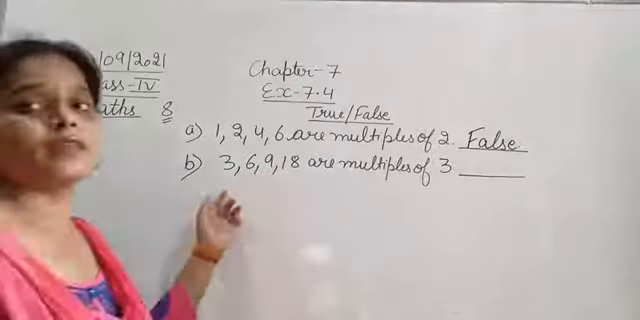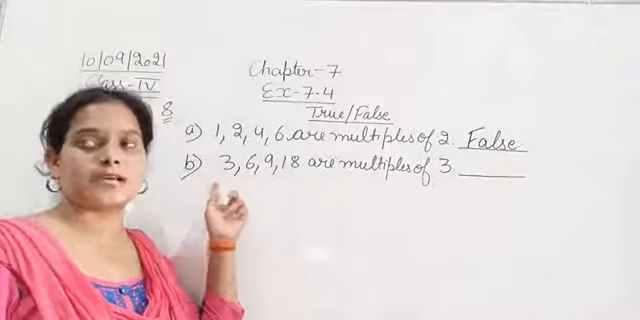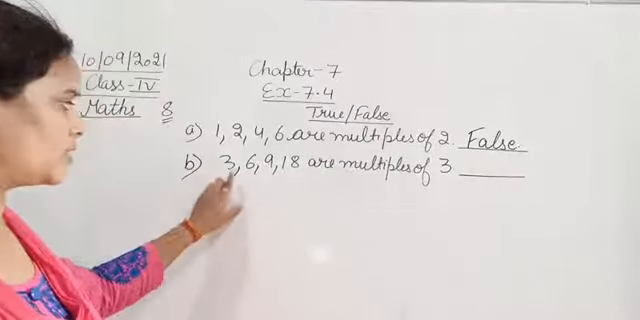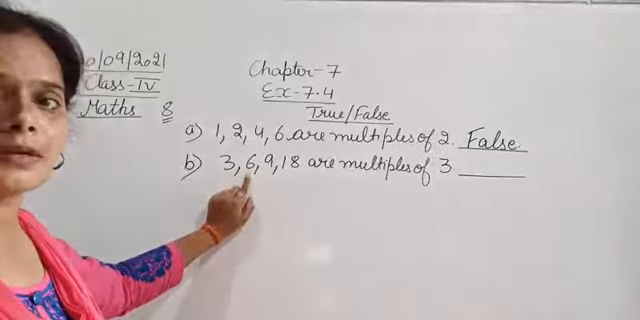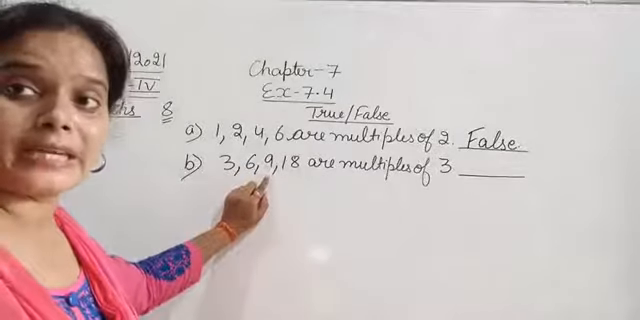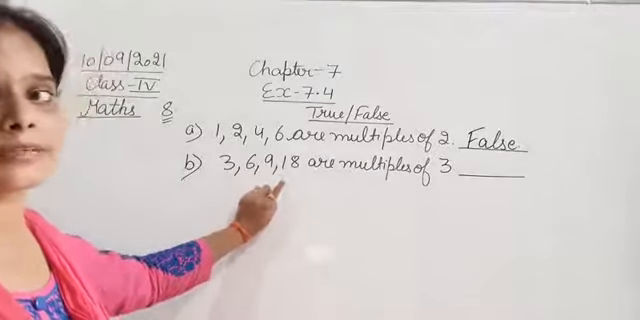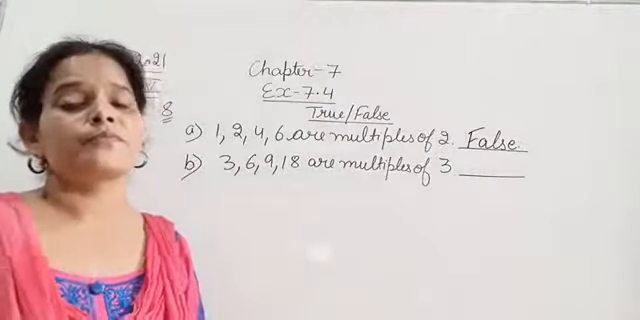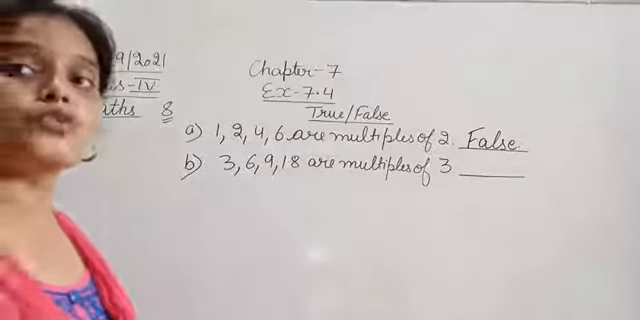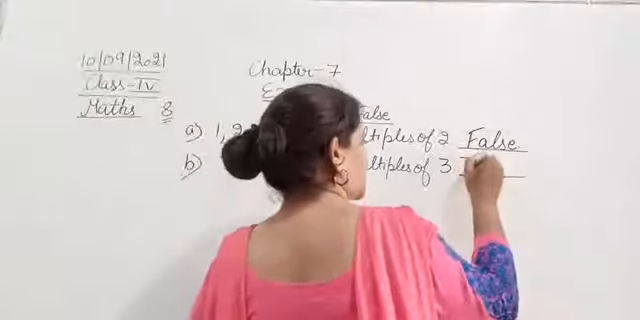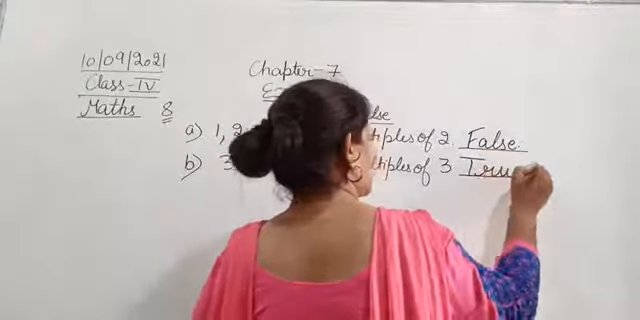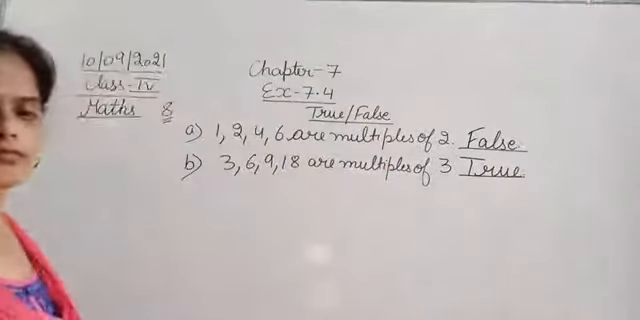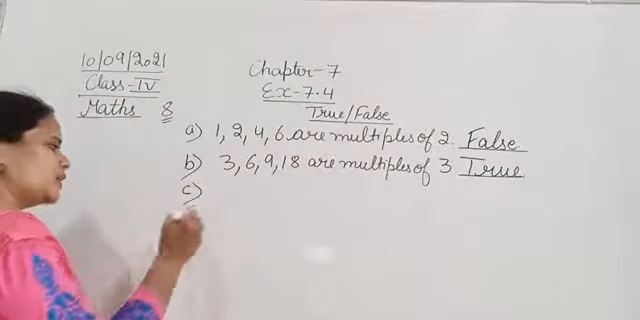Or you can say, yes, 3 is completely divisible by 3, 6 is also completely divisible by 3, 9 is also completely divisible by 3 and 18 is also completely divisible by 3. So yes, all these are the multiples of 3. So we will write down true. So this statement is true. So write down true. Okay, moving to the C1.